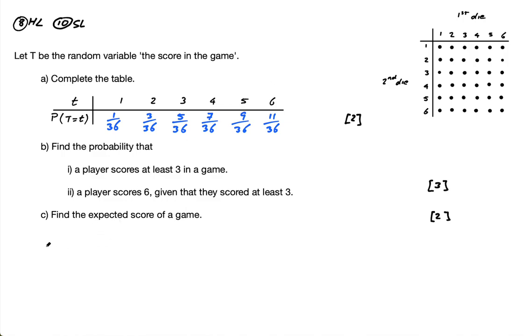Okay, that's part A. Part B. Find the probability that a player scores at least 3 in a game. So if he's going to score at least 3, then that's the same as his highest score being the 3 or 4 or 5 or 6. So it's basically this plus this plus this plus this. So probability at least 3 is any of these except these 4 out of 36. So that would be 32 out of 36.